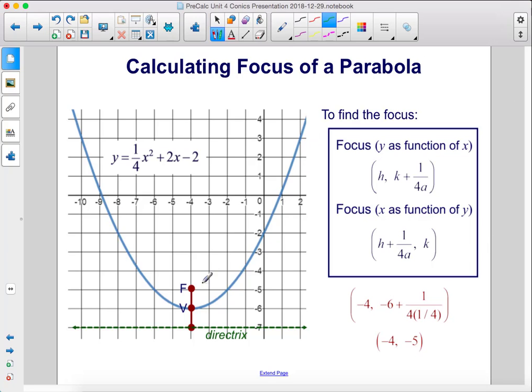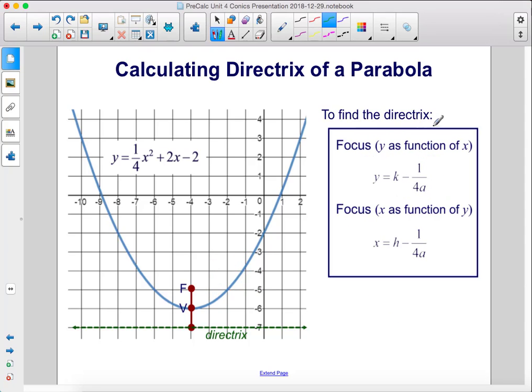So in this example, we have the vertex at -4, -6. And remember, that is h, k. So in this case, h is -4 and k is -6. Since this is y as a function of x, we're going to be using this equation here. So we have h, which is -4, as our x-coordinate of the focus, and the y-coordinate is going to be -6 plus 1 over 4a, and in this case, a is 1/4. So -6 plus 1, remember this is 1, will give us the focus at -4, -5.